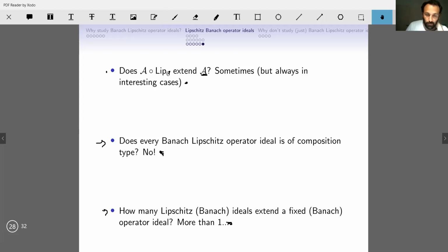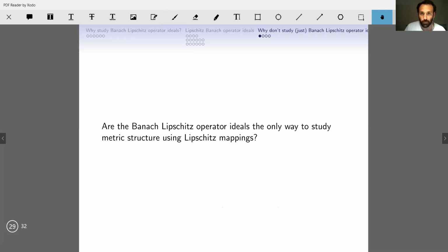So that is our questions and some partial answers that we have. Let me finish with just a brief discussion. Why do we study Banach Lipschitz operator ideals? Because we are trying to explain, or describe, some linear properties using Lipschitz ideals.